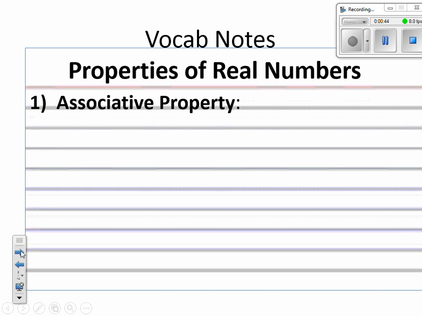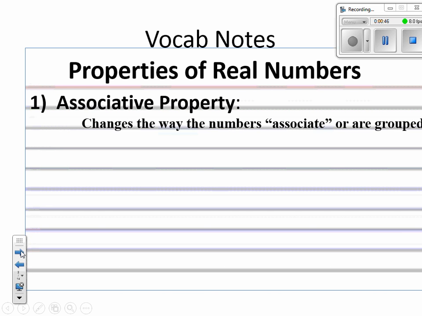So we'll start with the associative property. Basically, this changes the way the numbers associate or are grouped. Now there's two ways to think about this property. There's the associative property of addition. And when you look at the associative property of addition, you basically can change the way the numbers are associated or are grouped together. A lot of times in math, to group, we use parentheses.